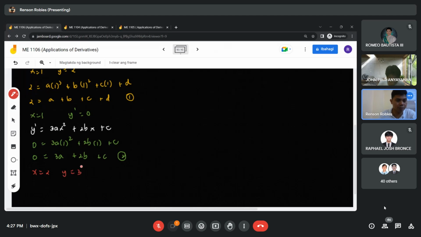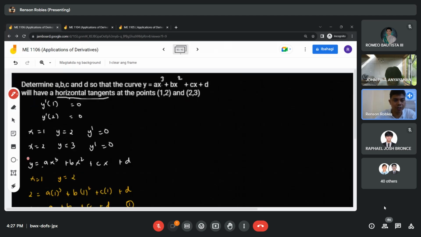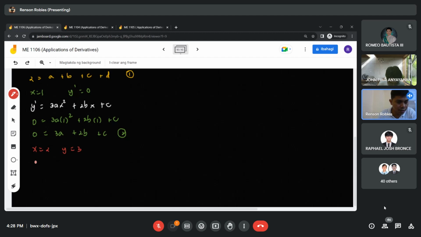y is 3. When x is 2, y is 3. Here it is. Then you have y equals ax cubed plus b x squared plus c x plus d. You have 3 equals 8a, since 2 cubed is 8, plus 4b, since 2 squared is 4, then plus 2c plus d. Equation 3.